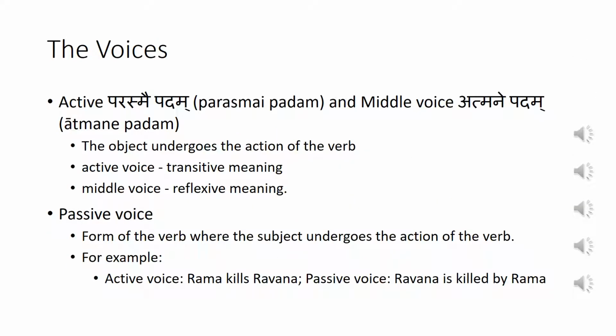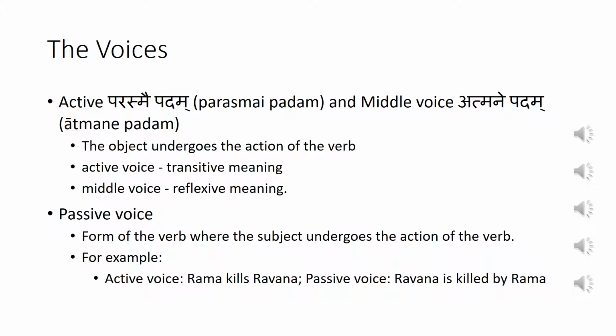In earlier lessons, we learned that most verbs could be conjugated in two voices, the active and the middle. In both the active and middle voices, it is the object of the verb that undergoes the action of the verb. The active voice is generally used to convey a transitive meaning, while the middle voice is used to convey a reflexive meaning. In practice, however, the active and the middle voices are used interchangeably. Also, some verbs are conjugated only in the middle voice, while some only in the active. Most are conjugated in both the voices.